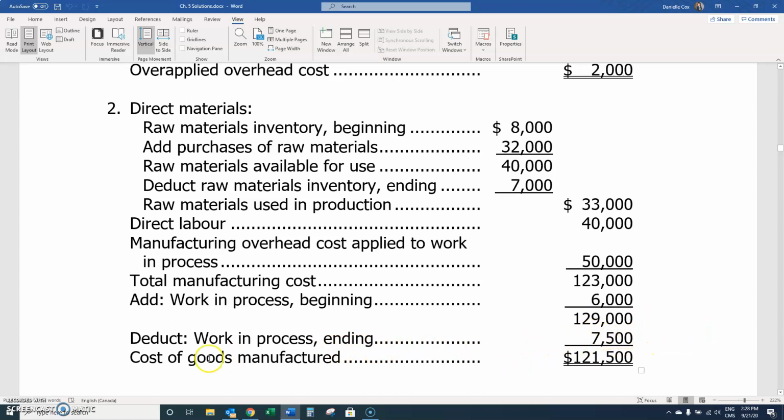So that means the cost of goods manufactured was $121,500. So again, the formatting, the way it looks, there's an example in the textbook in the chapter that pretty much is the same thing. It's pulling this information out of the question.